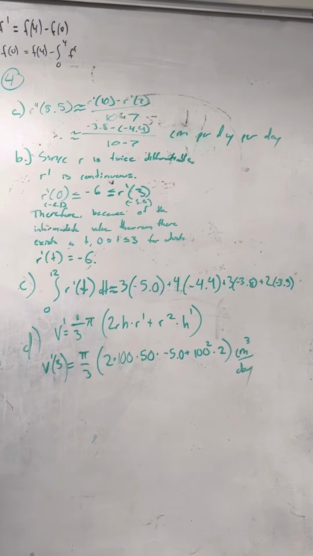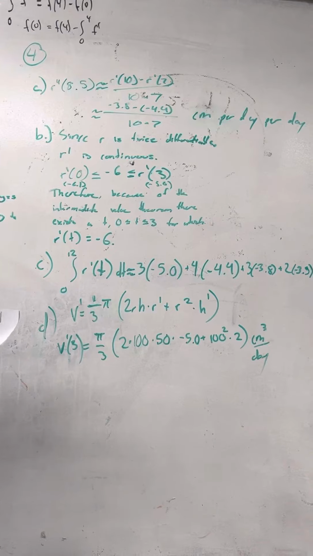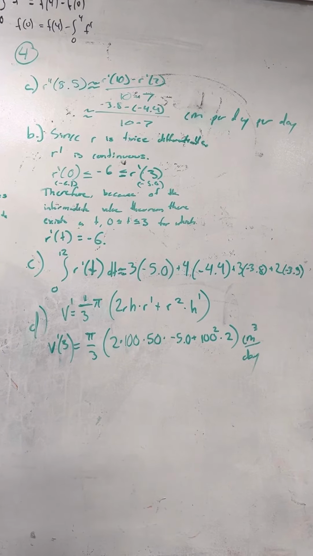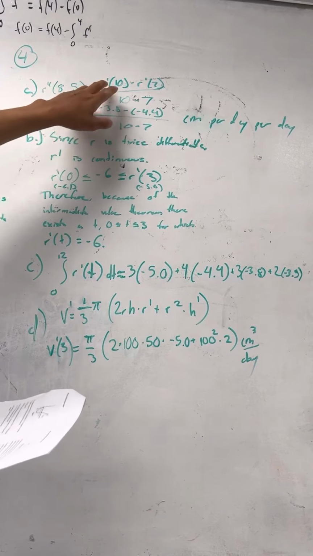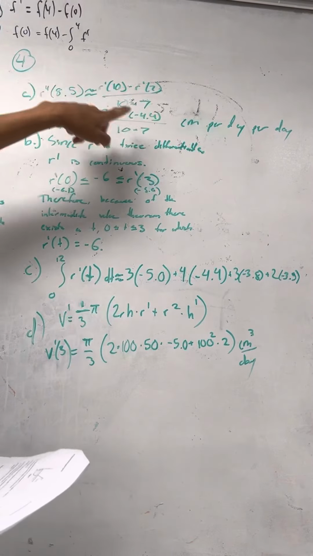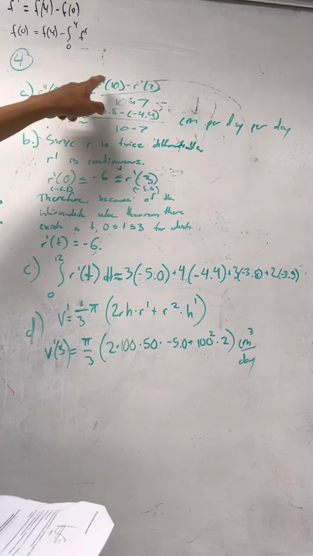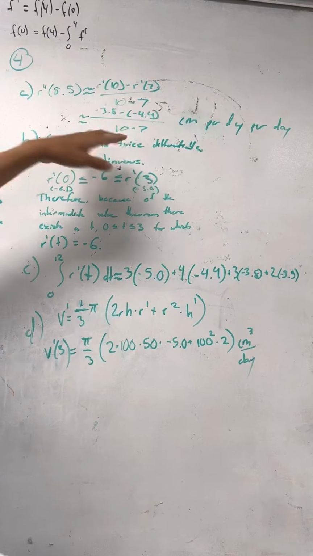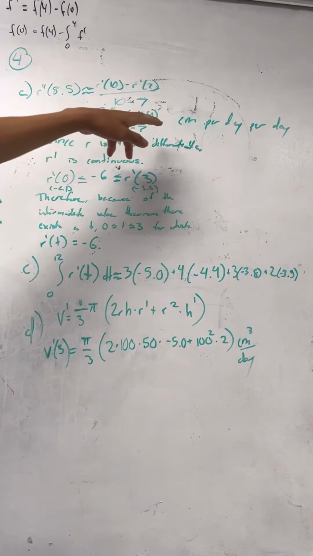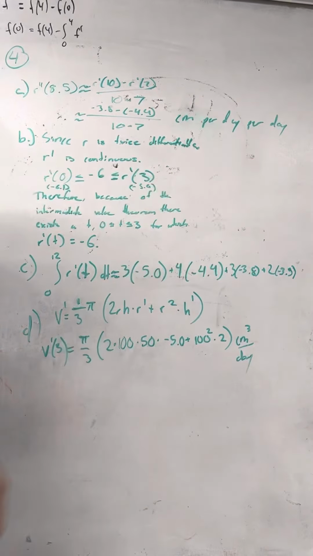Okay, for question 4a, to approximate r double prime of 8.5, it tells you to take the difference quotient between r prime of 10 and r prime of 7, which is this here, and then simplify it by plugging in the values of r prime of 10 and r prime of 7. Don't simplify that anymore because you don't have to. And remember the units: because it's double prime, it's centimeters per day, and then per day again.